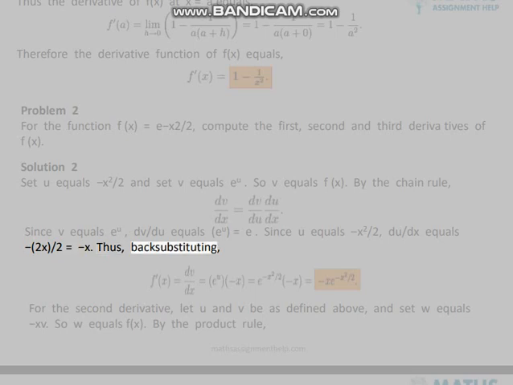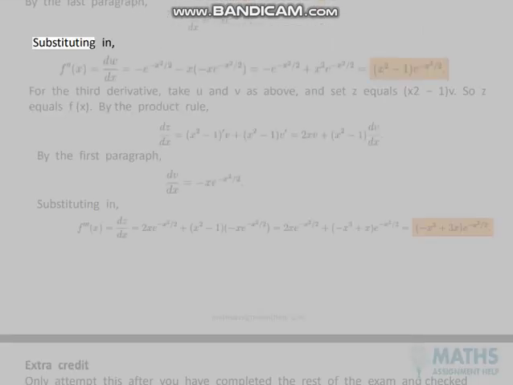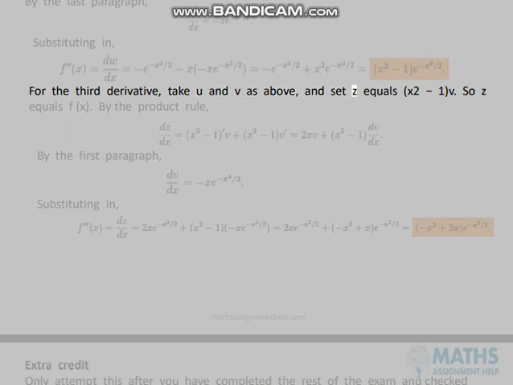Thus, back substituting. For the second derivative, let u and v be as defined above, and set w equals minus x times v. So w equals f'(x). By the product rule, we get the following. By the last paragraph, substituting in. For the third derivative, take u and v as above, and set z equals x squared minus 1 times v. So z equals f''(x). By the product rule, by the first paragraph, substituting in.